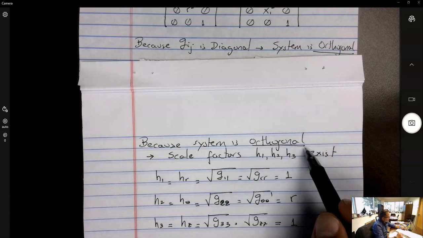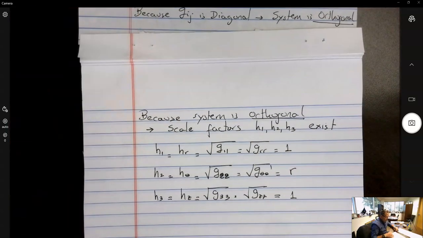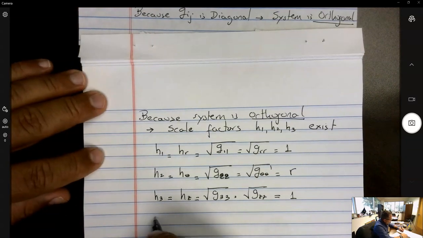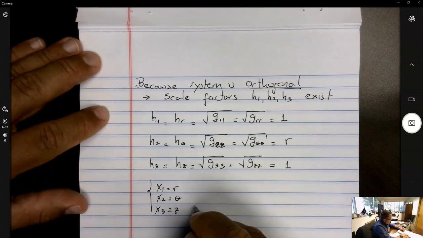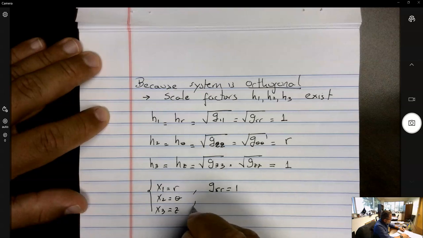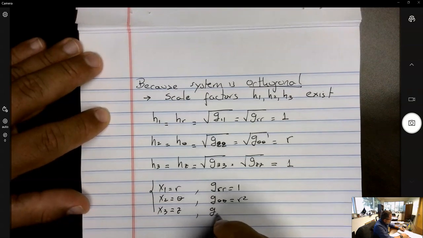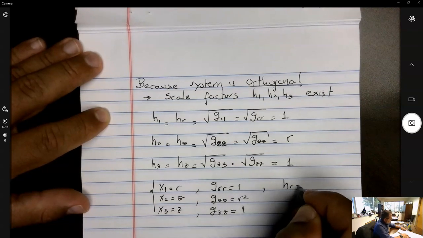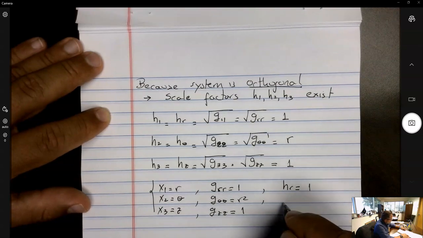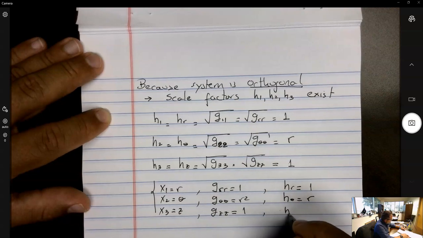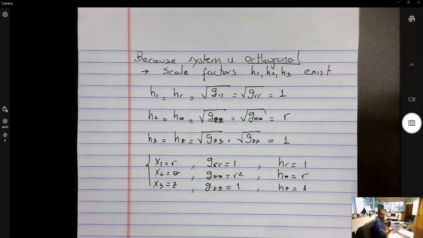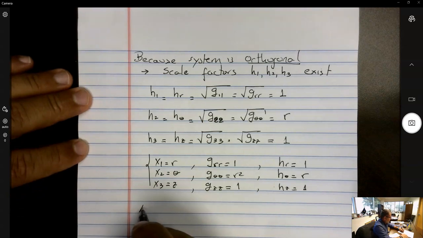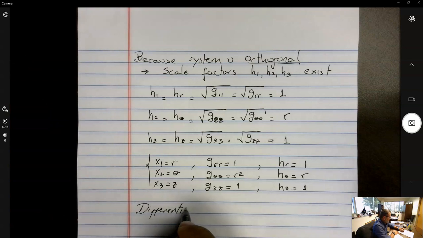So again, these scale factors only have a meaning because the system happens to be orthogonal. The metric tensor is a diagonal tensor. So, in summary, x1 is equal to r, x2 is equal to theta, x3 is equal to z, g_rr is equal to 1, g theta theta is equal to r squared, and g_zz is equal to 1. And therefore, there are such things, scale factors, h_r is equal to 1, h theta is equal to r, and h_z is equal to 1. Okay? Now, with that information, we can calculate things such as, for example, the differential arc length.